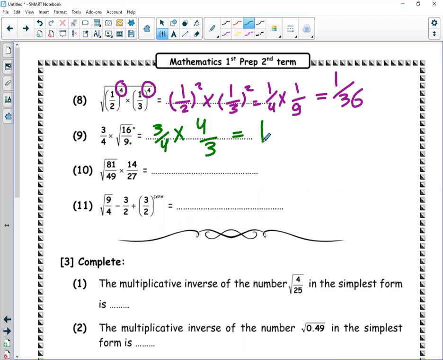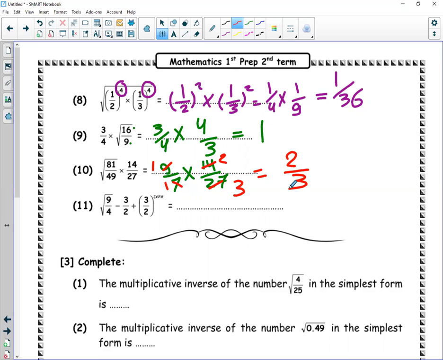Square root of 81 over 49 times 14 over 27. The root of 81 equals 9 and the root of 49 equals 7, times 14 over 27, by using the calculator or by using cancel property. Divided by 7 equals 1, divided by 7 equals 2, divided by 9 equals 1, divided by 9 equals 3. So the answer will be 2 over 3.